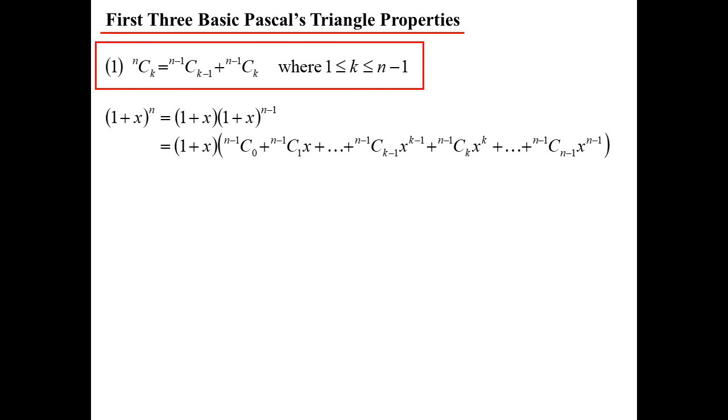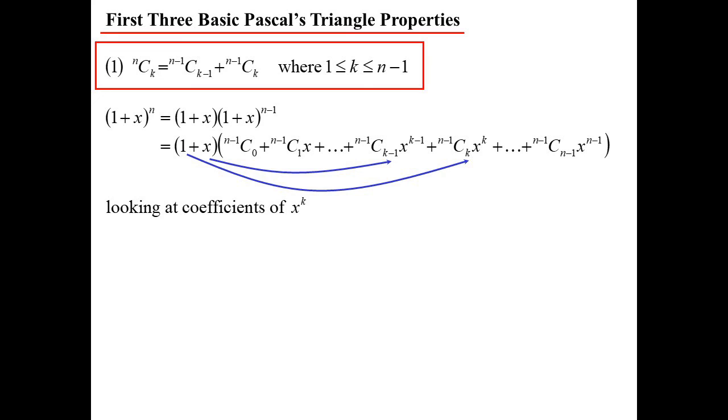So on the right-hand side, I've got (1 + x) times what I know the expansion to be: (n−1)C0 + (n−1)C1 x, and so on and so on. Now, if I'm only interested in the coefficient of x to the power of k, on the left-hand side that's just going to be nCk, because that would be the expansion of the binomial.